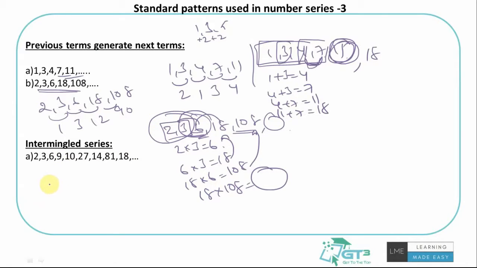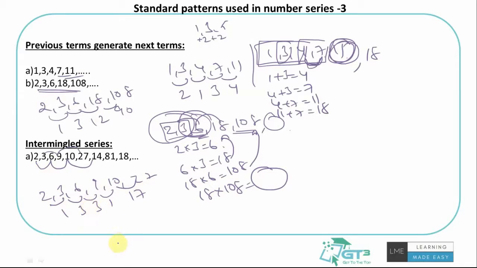Then we also have intermingled series. Basically you'll see 2 series or 3 series clubbed, and you generally see the alternate terms being part of a series. Like if you see this example, 2, 6, 10, 14 would be one series, 3, 9, 27 would be another series. Otherwise you won't make any sense out of 2, 3, 6, 9, 10, 27. Right? This is 1, this is 3, this is 3, this is 1, this is 17.